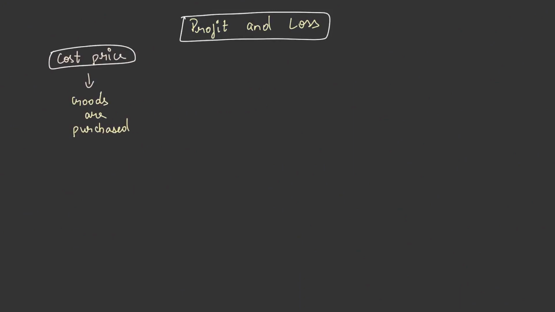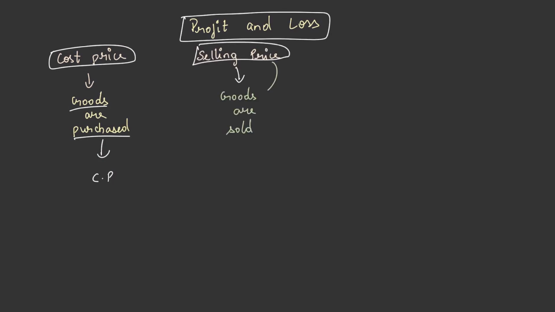What is a cost price? The price at which the goods are purchased is known as a cost price and it is represented by CP. What is a selling price? The price at which the goods are sold is known as selling price and it is represented by SP.